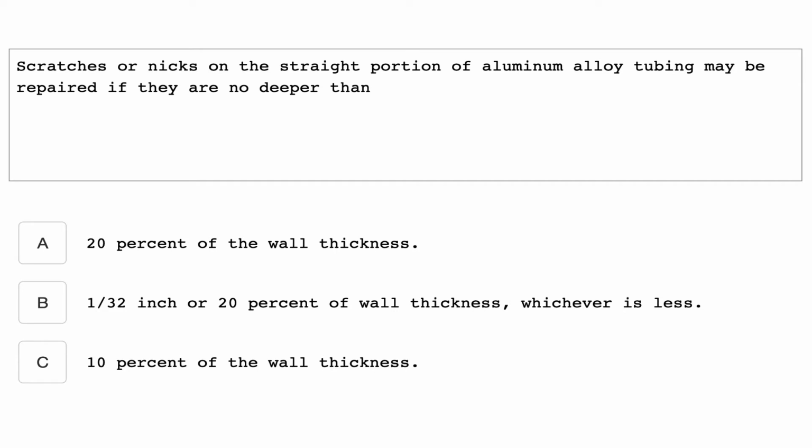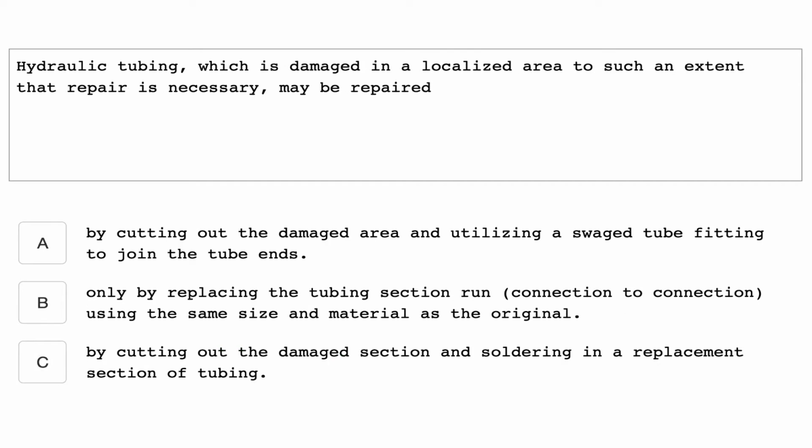Scratches or nicks on the straight portion of aluminum alloy tubing may be repaired if they are no deeper than 10% of the wall thickness. Hydraulic tubing which is damaged in a localized area to such an extent that repair is necessary may be repaired by cutting out the damaged area and utilizing a swage tube fitting to join the tube ends.